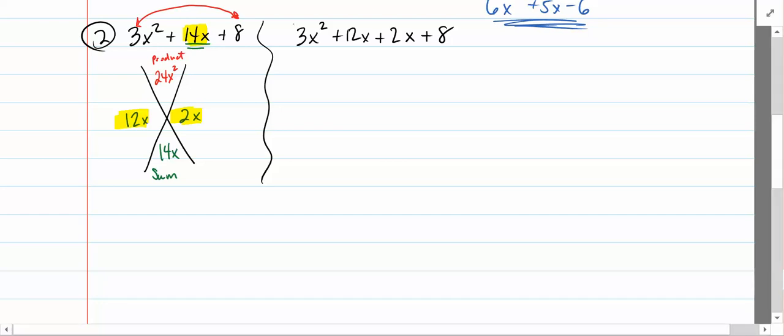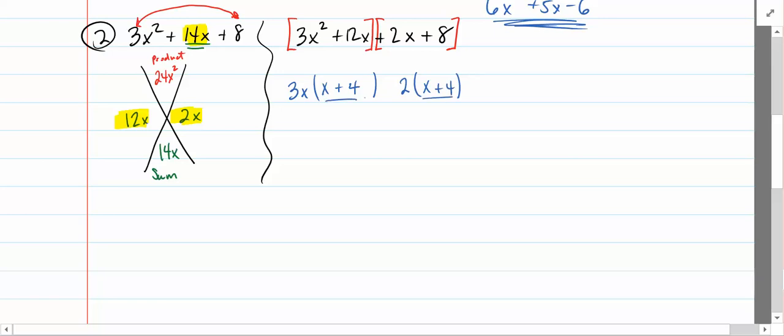Then we use the factor by grouping method. We'll group these first two terms together and the last two terms together. Start looking for the GCF for each. The greatest common factor of 3x squared and 12x happens to be 3x. And after I factor the 3x from each, I'm left with an x and a plus 4. Then, after I factor the GCF of 2x and positive 8, I'm left with a 2 times x plus 4.